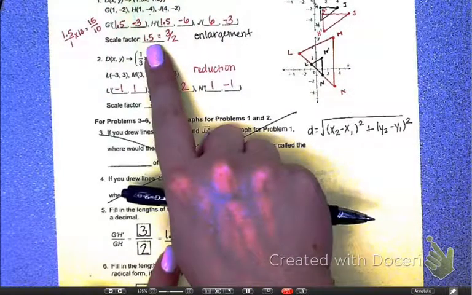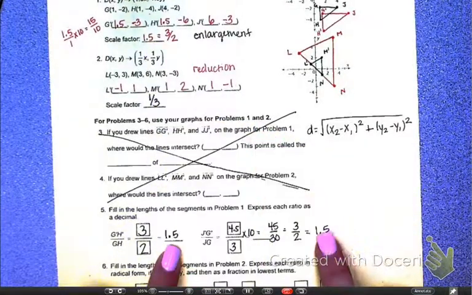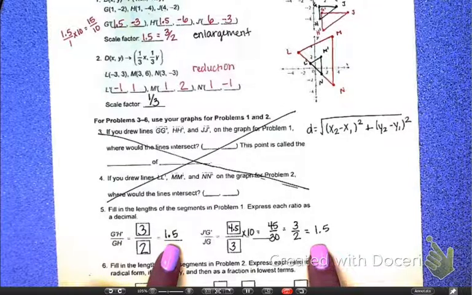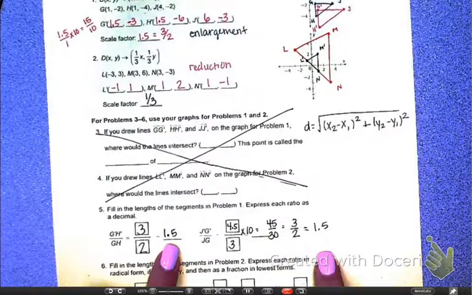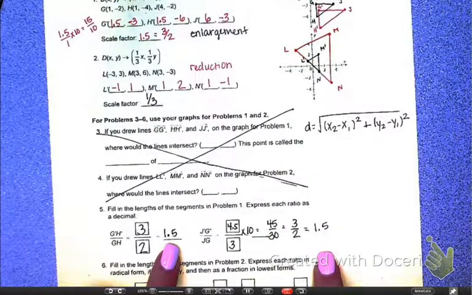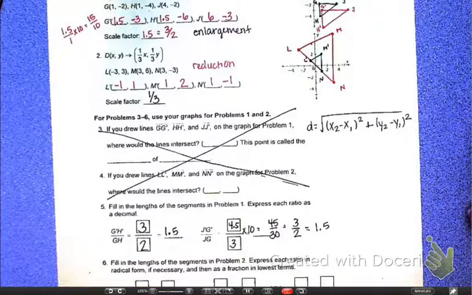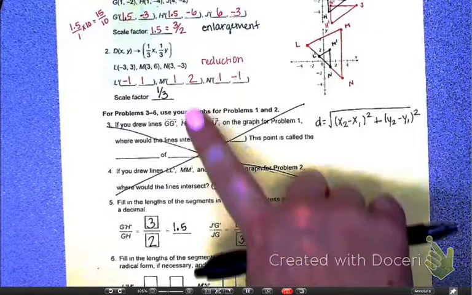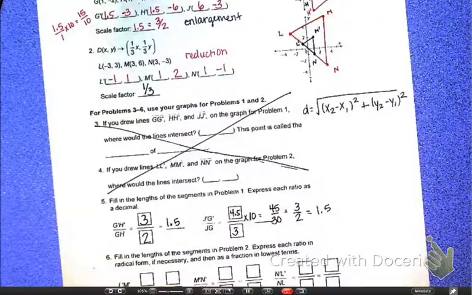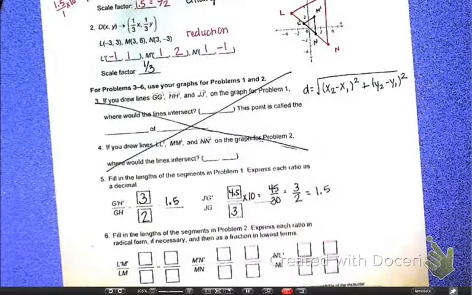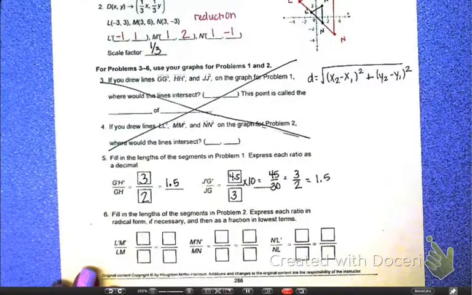Wasn't our scale factor for number 1 1.5? These are also 1.5, and they should be, because we said that side lengths have to be proportional, okay, which means they have the same scale factor that we used initially. So on number 6, if we're referring to problem 2, what should all of the answers for number 6 be? It should be 1/3, right?